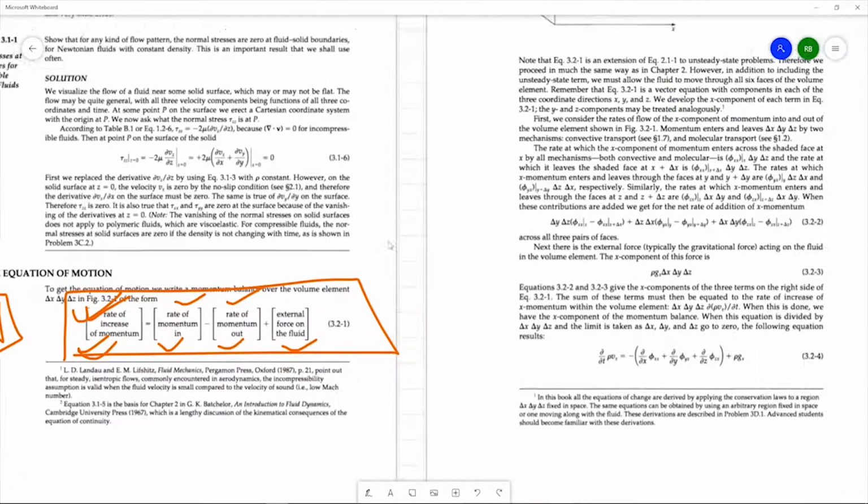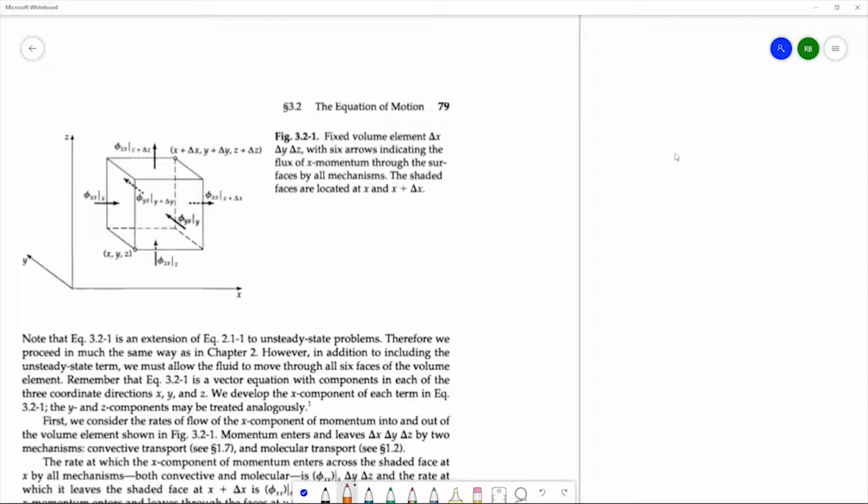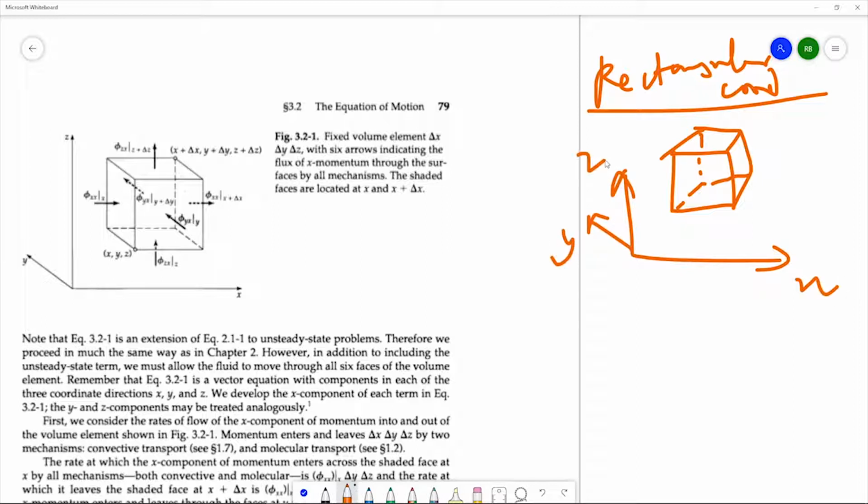Now, to derive this, you have to assume a small control volume. I am using rectangular coordinates. As in the mass balance, we took this coordinate system x, y, z. You can derive this equation of motion using cylindrical coordinates as well, but the derivation is very simple in rectangular coordinates, so we'll go with this.